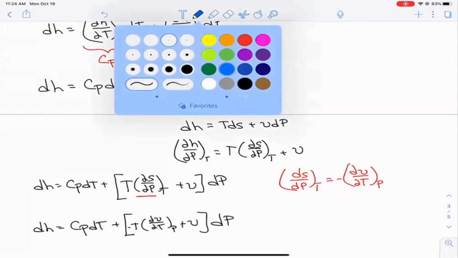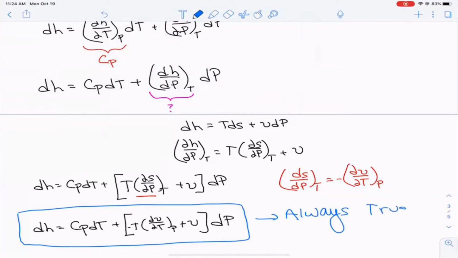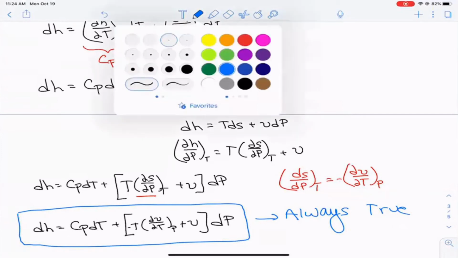And just like I said above, I'm going to be clear that this relationship is always true, because just like the internal energy example, we haven't made any assumptions yet. We asked a question and mathematically derived an answer to it.